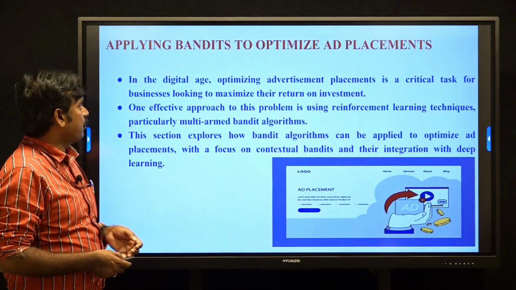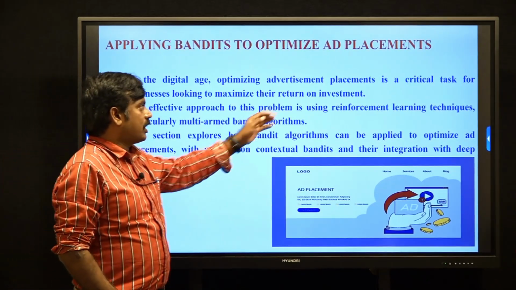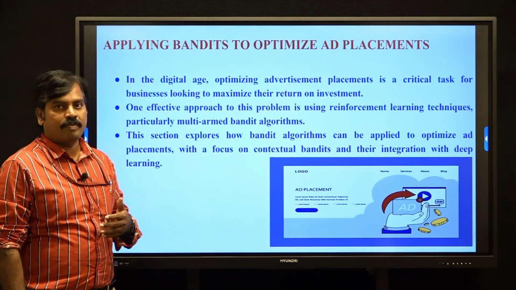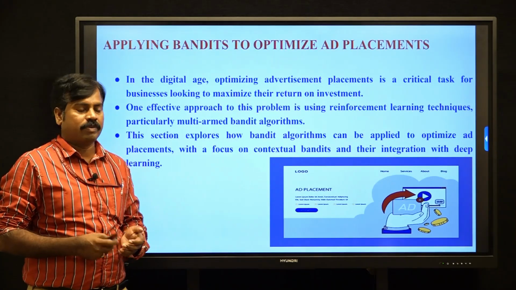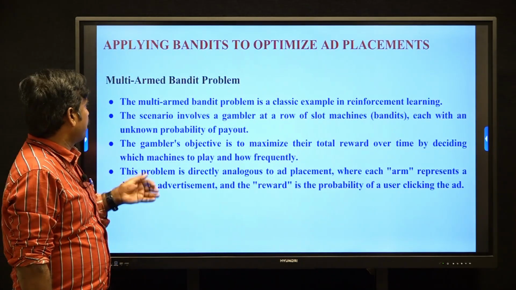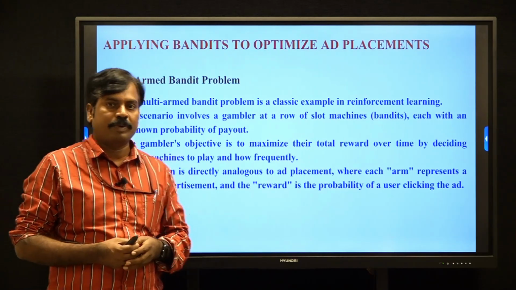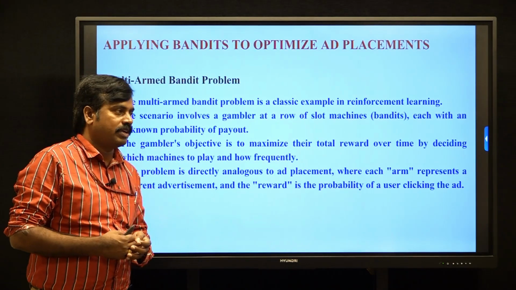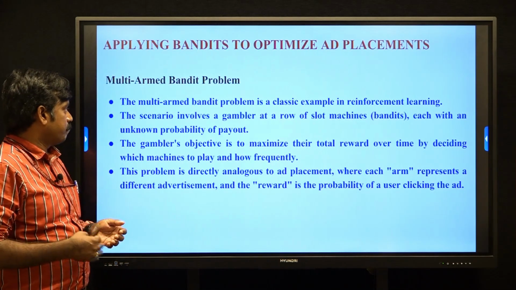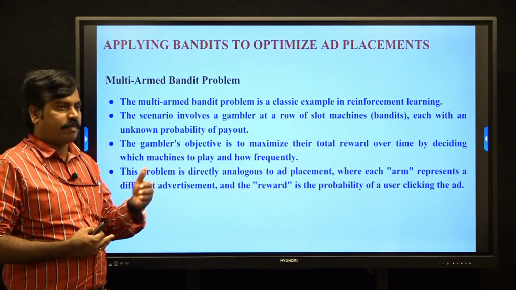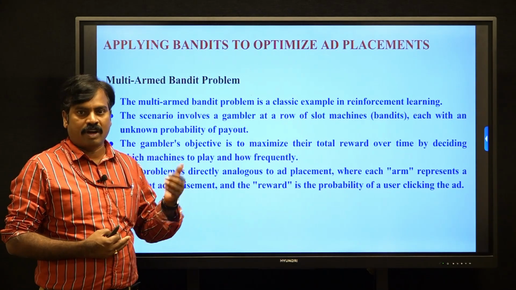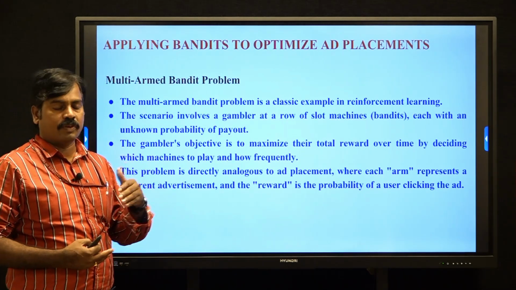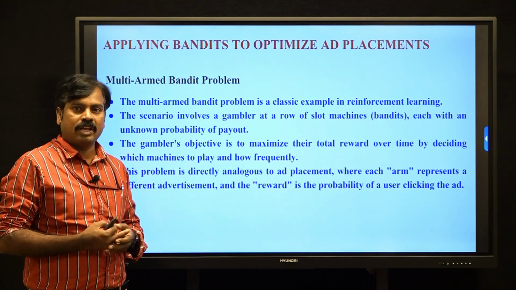We solve advertisement placement with the multi-armed bandit problem. The multi-armed bandit problem is suitable for advertisement placement. We already introduced the multi-armed bandit problem. It is a gambler type of game. There are a number of slots, or arms. We open the arms, and they either give rewards or do not give rewards.